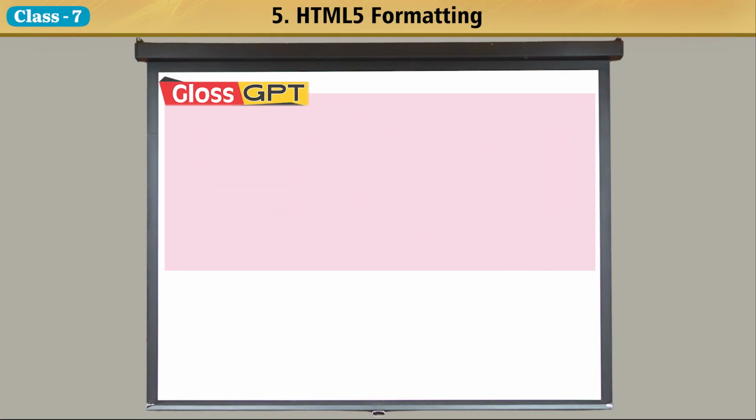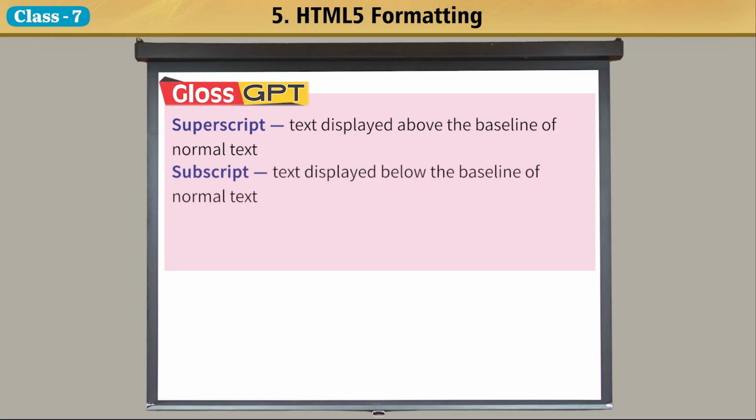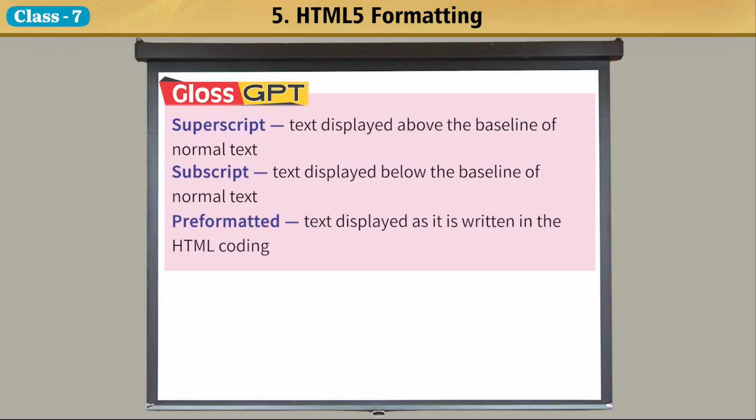Glossary. Superscript: text displayed above the baseline of normal text. Subscript: text displayed below the baseline of normal text. Preformatted: text displayed as it is written in the HTML coding.